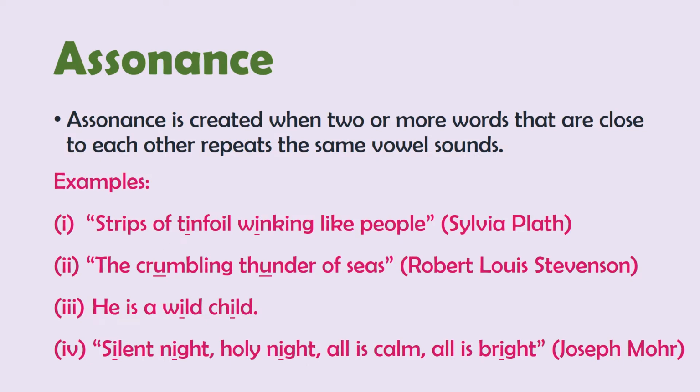Assonance. Assonance is created when two or more words that are close to each other repeat the same vowel sounds. Example number 1: Strips of tinfoil winking like people. Example number 2: The crumbling thunder of seas. Example number 3: He is a wild child. The fourth example: Silent night, holy night, all is calm, all is bright.